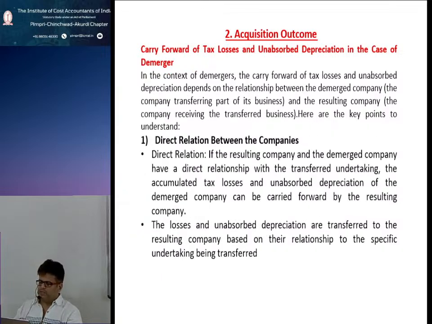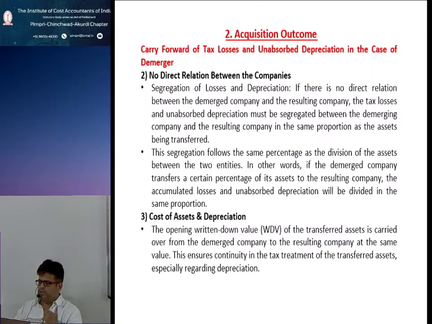In the context of demergers, the carry forward of tax losses and unabsorbed depreciation depends on the relationship between the demerged company, the company transferring part of its business, and the resulting company, the company receiving the transferred business. Here are the key points to understand. Direct relationship between the companies: if the resulting company and the demerged company have a direct relationship with the transferred undertaking, the accumulated tax losses and unabsorbed depreciation of the demerged company can be carried forward by the resulting company. The losses and unabsorbed depreciation are transferred to the resulting company based on their relationship to the specific undertaking being transferred.